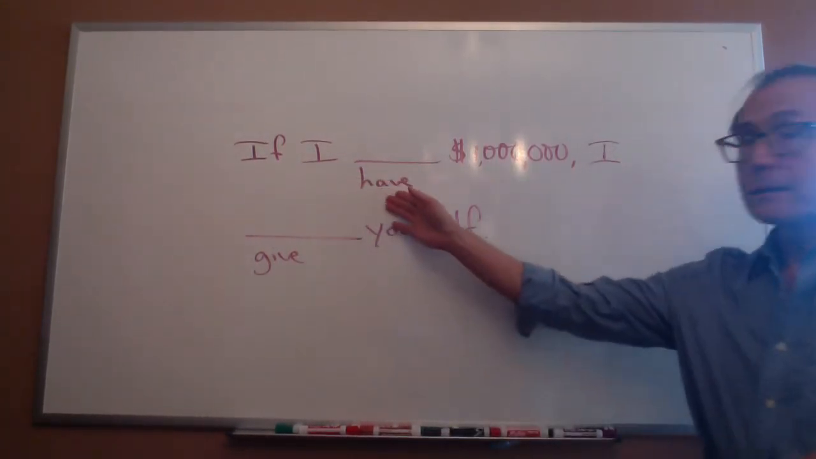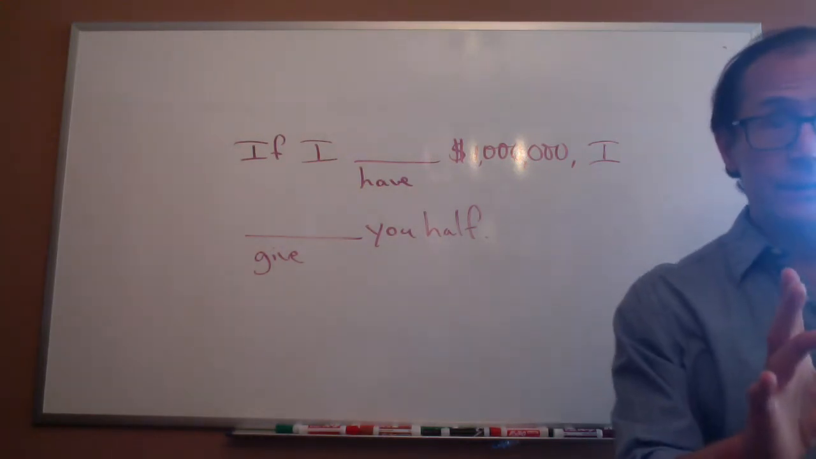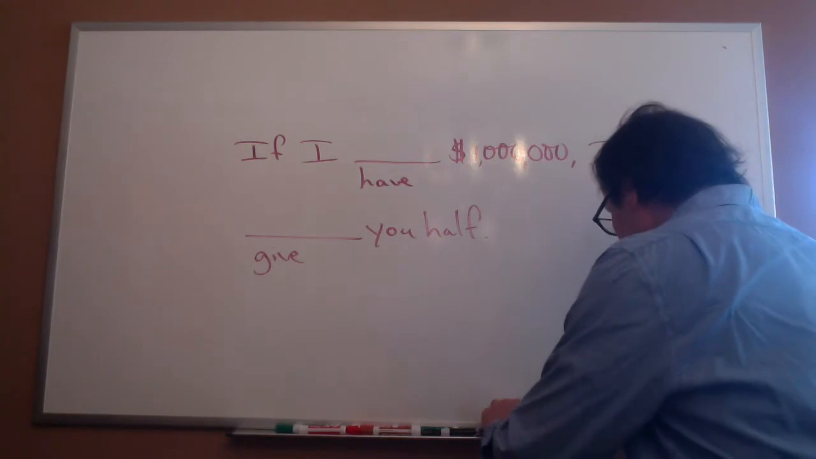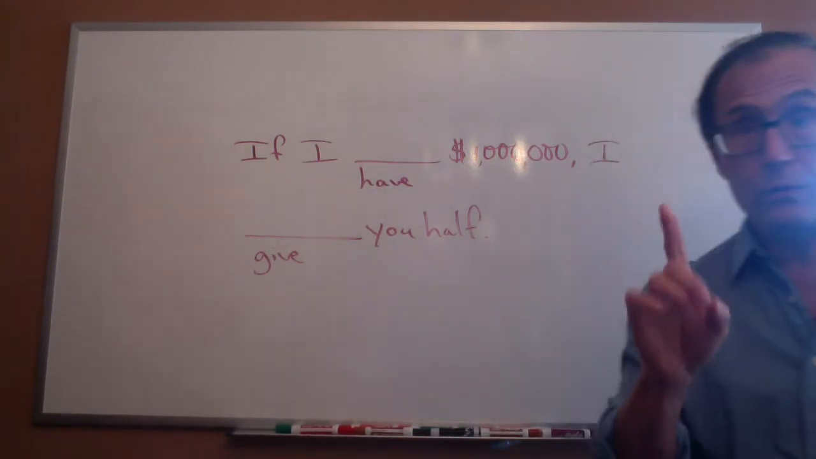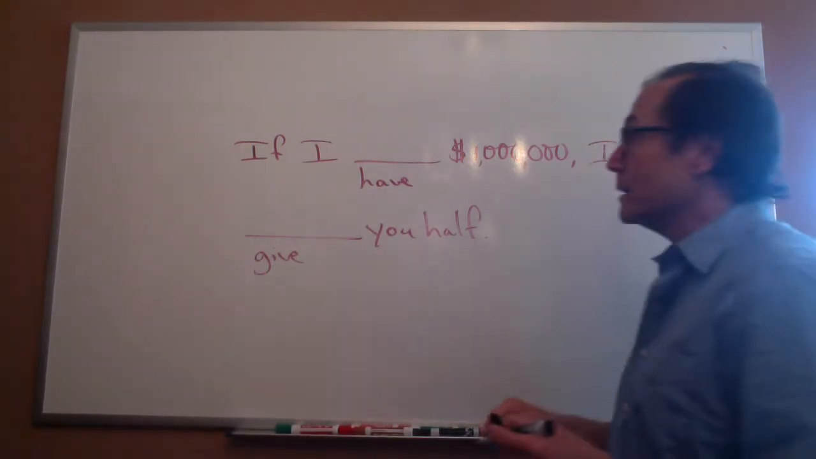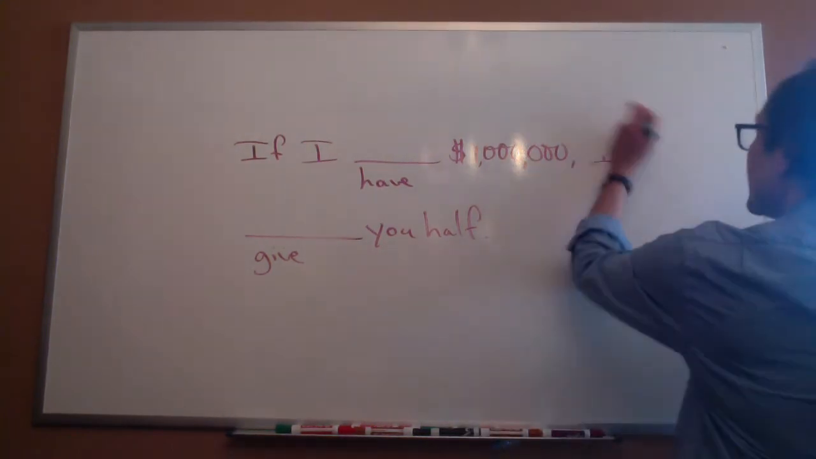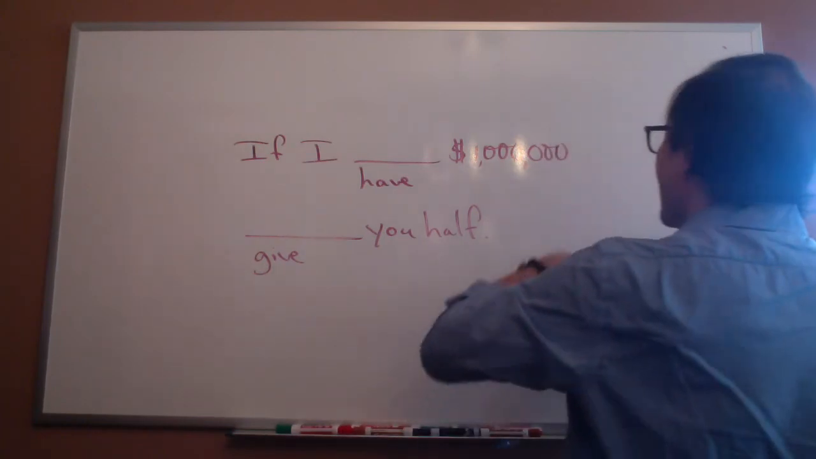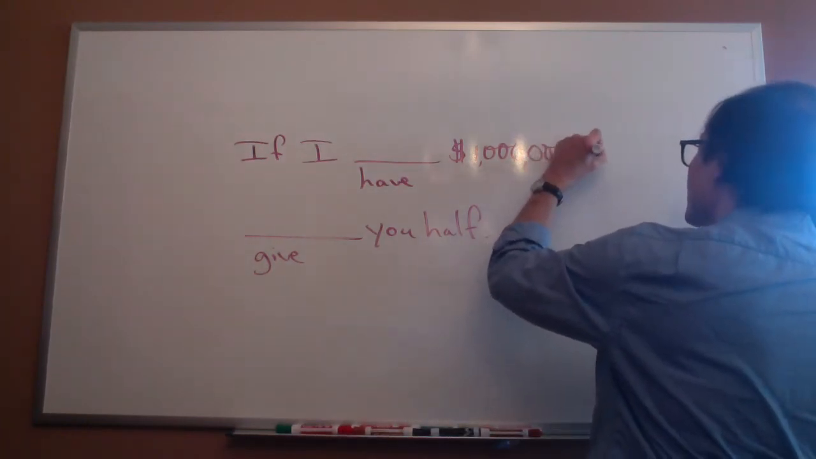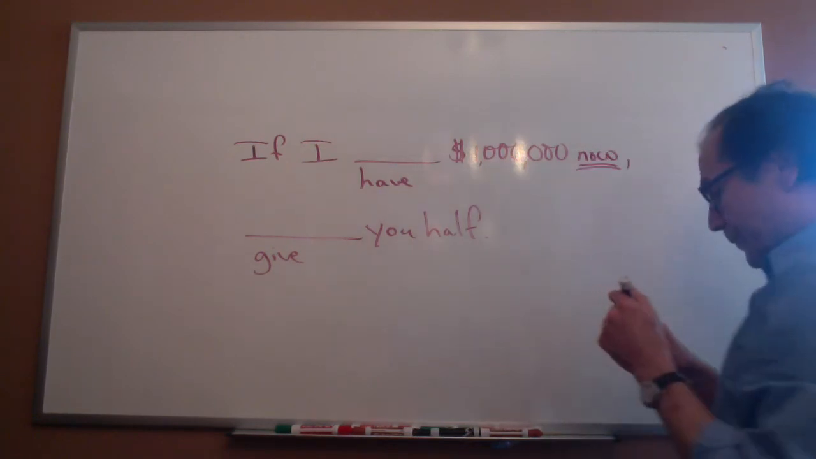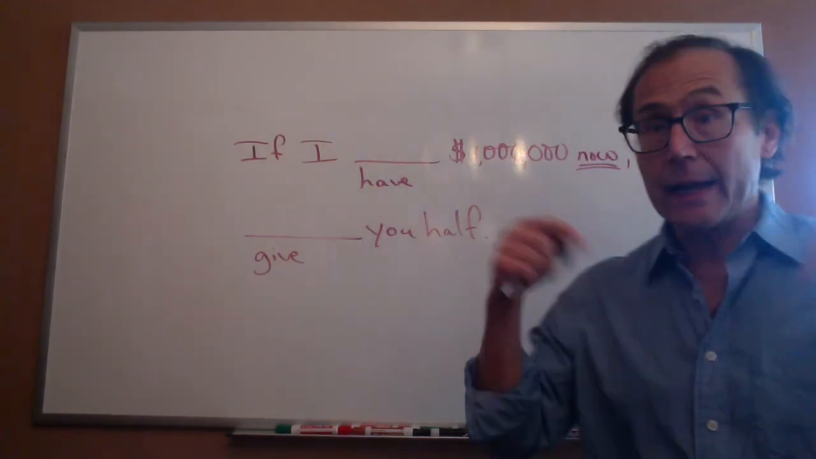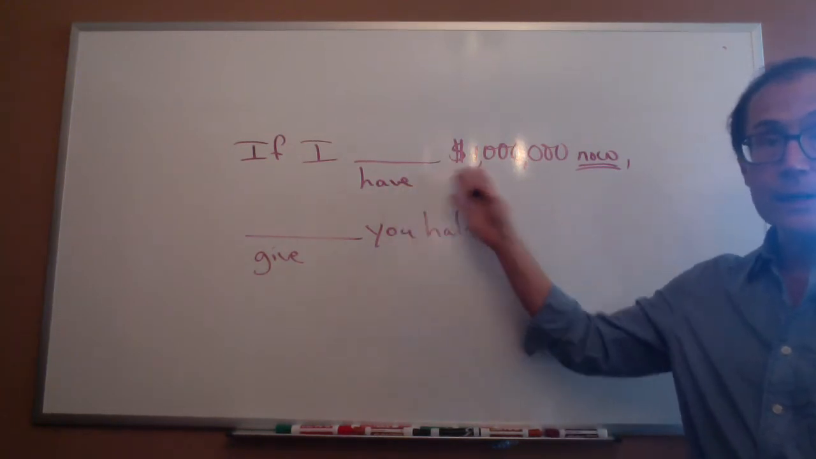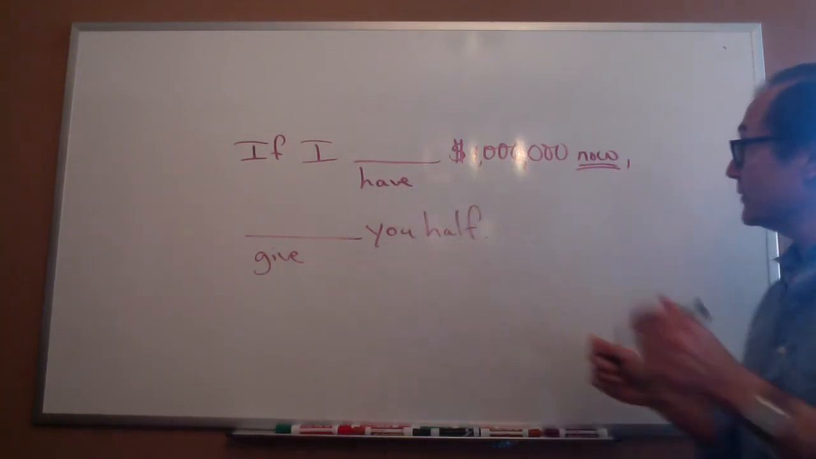Now if I'm talking about I have $1,000,000, that's only in my imagination. So, as an English speaker, if I want to show this is my imagination, I'm going to change this just a second. I'm going to put the word now here because I want to make it really clear we're talking about now. So, I could say, if I blank have $1,000,000 now, I blank give you half.